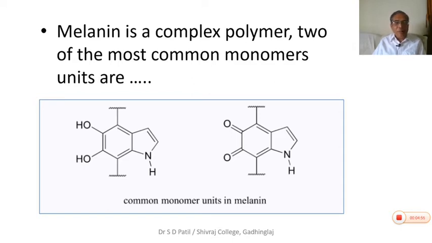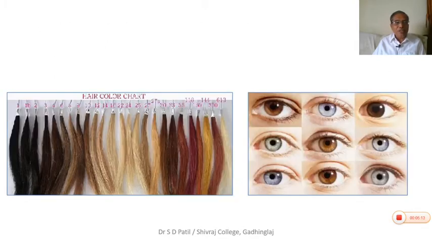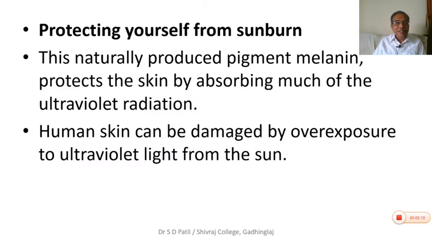Melanin is a complex polymer. Two of the most common monomers, the structures are given in this slide. So these isomers, one is a hydroxy derivative, the other a combination of carbonyl groups. So these isomers are prominently important in melanin structure. These are the various colors we observe: color of skin, hair and eyes.